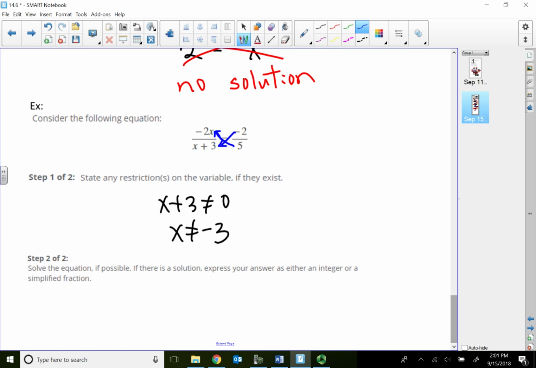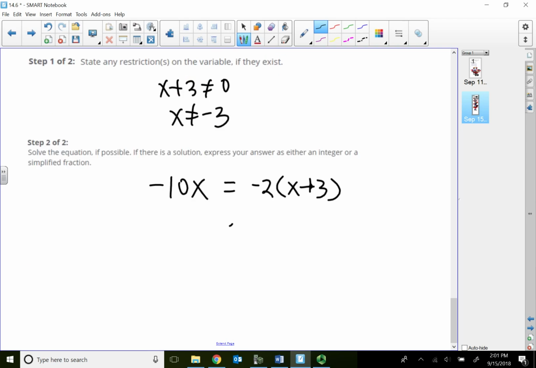That's the same thing. So I'm going to take my 5 times negative 2x, which gives me negative 10x, and set it equal to x plus 3 times negative 2. So that will be negative 2 times x plus 3. So we can use the cross product technique for this particular example. This is going to be negative 10x equal to negative 2, do a distribution. That's negative 2x minus 6.